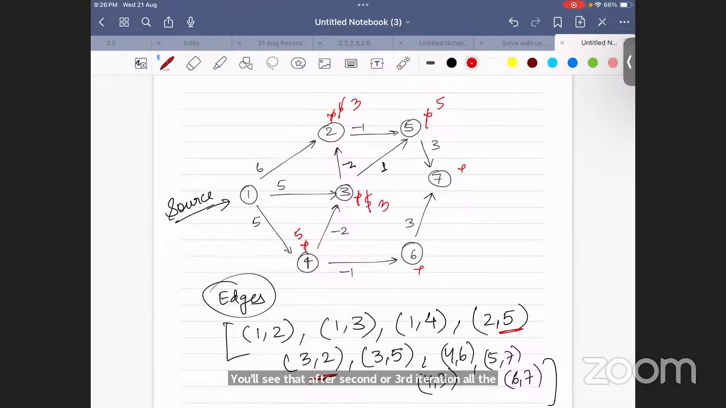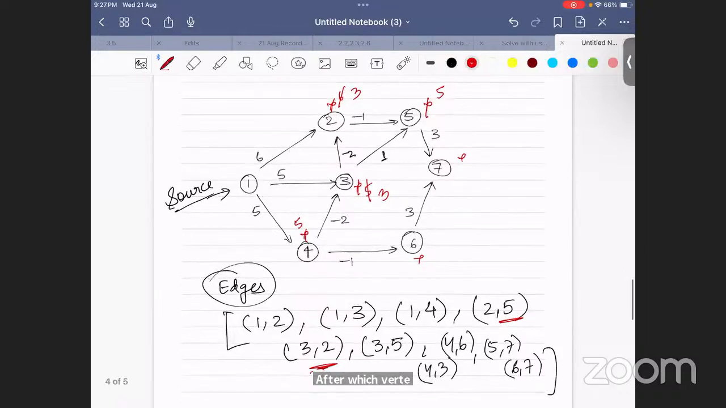Sorry sir, sorry for the inconvenience. Can you please go through again, sir? Which vertex did you start with? Okay, I'll just repeat it again. Yes, sir.